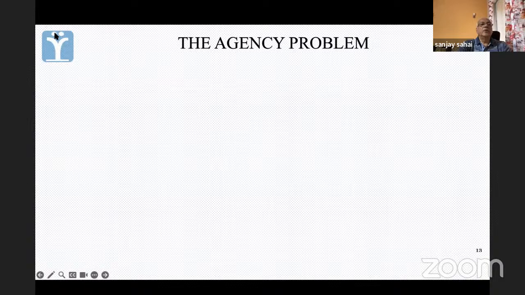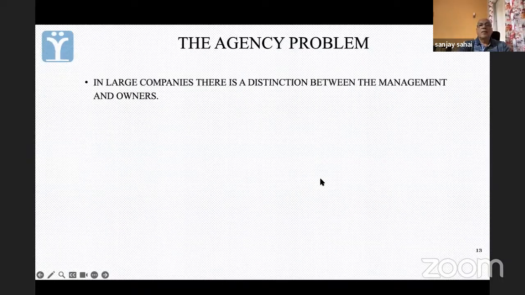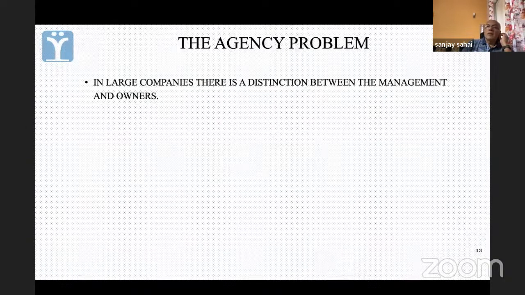Where is Vivek? I'm sure you have come across this agency problem here. Deepti? Deepti, are you there? Yes, sir.